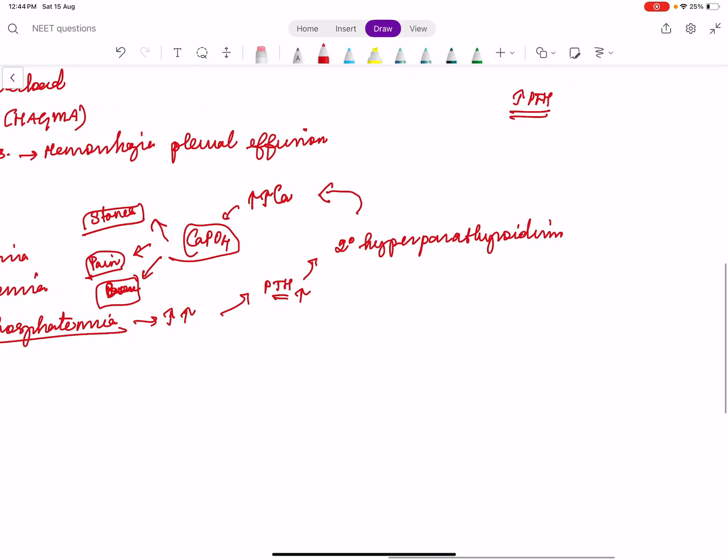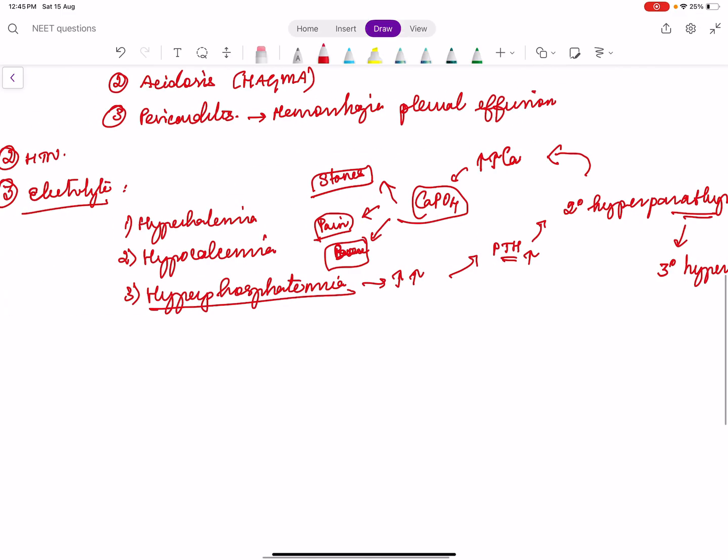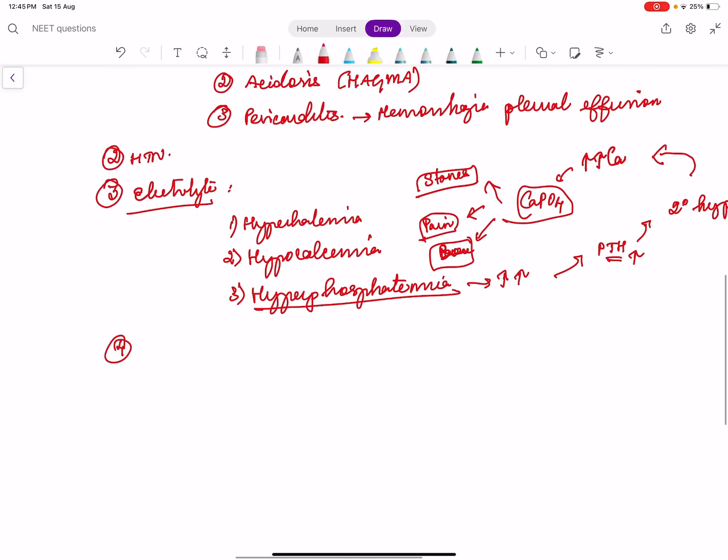So when the secondary hyperparathyroidism lasts for a long time, the enlarged parathyroid starts secreting PTH on its own. It is called tertiary hyperparathyroidism. The bone erosion in secondary hyperparathyroidism is called brown tumor or von Recklinghausen's disease or osteitis fibrosa cystica. So this is the bone complication of CKD. What are the other bone changes which can occur?